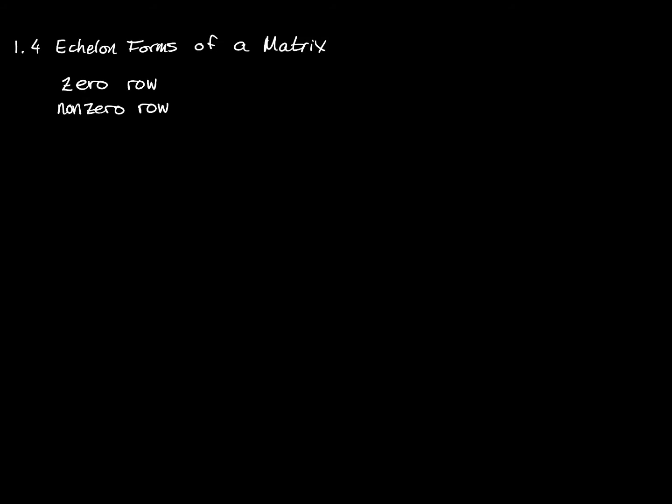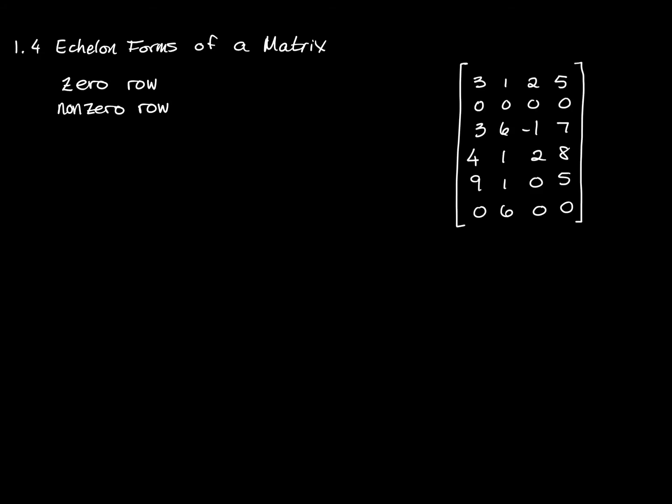A row of a matrix is called a zero row if all it has in it is zeros. It contains only zeros. So this 6 by 4 matrix has a zero row. This row right here contains only zeros. That's all that means, is a row that contains only zeros.